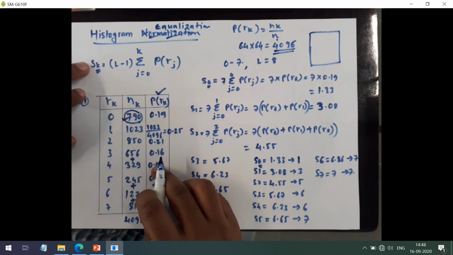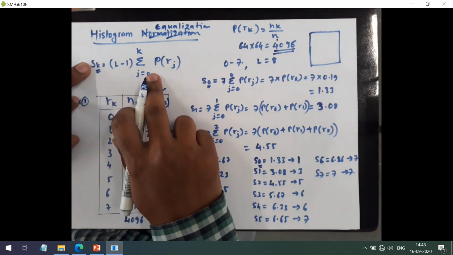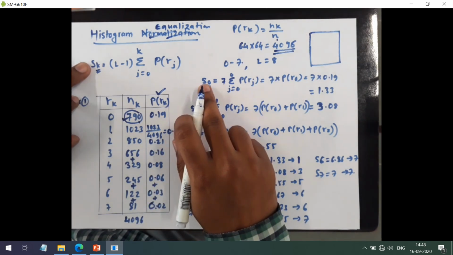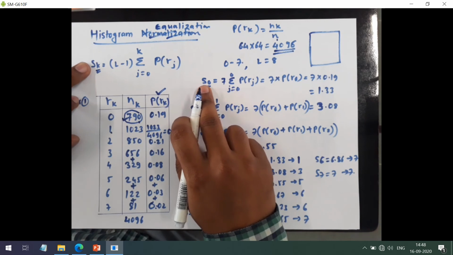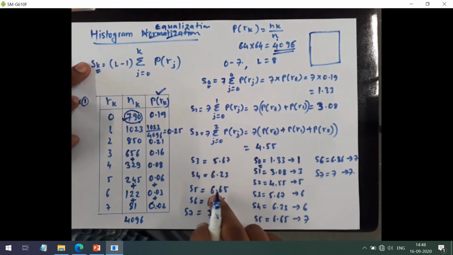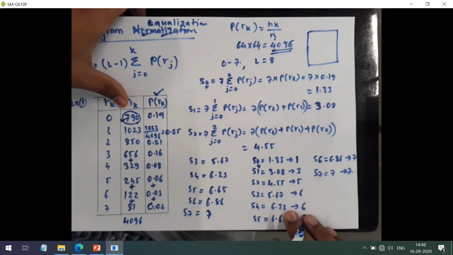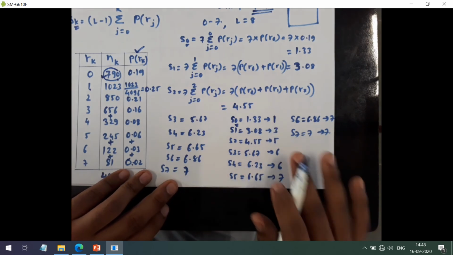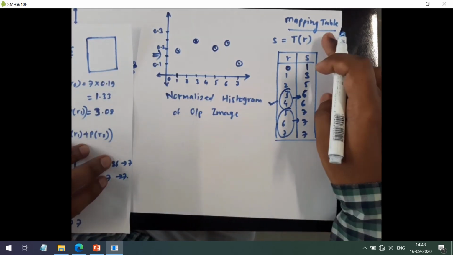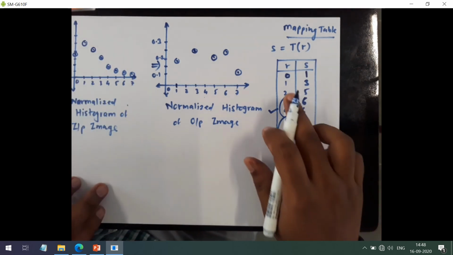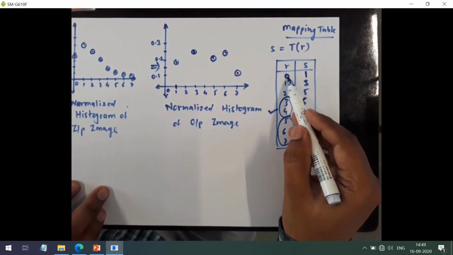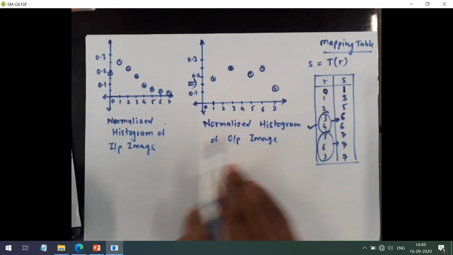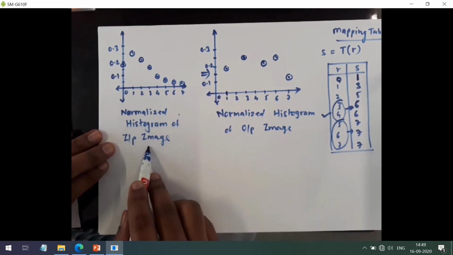Then use this transformation function to calculate the values of S0 to S7, okay. As these are the intensity values of the output image, you have to round them off, okay. So that we have done here, okay. Rounding off means you will change that value to the nearest integer, okay. After rounding, you have to draw the mapping table, okay. So this table will indicate that the pixel with this intensity value is mapped to intensity 1, okay. And then we draw the normalized histogram of the input image, okay.